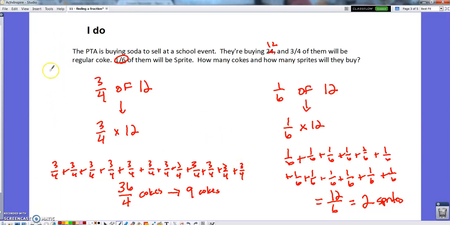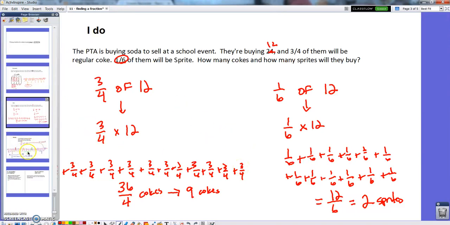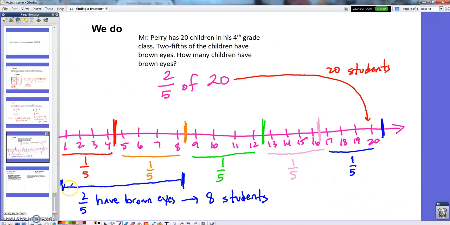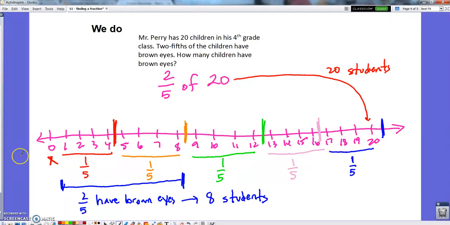So let's open your notebook. This is going to be even worse because it's a 20. Let's do your Mr. Perry problem with 2/5 times 20. I left this here so you could see how it worked. Last time we did this, we divided the 20 students into fifths. There were 4. 4 kids made a fifth, 4 kids made a fifth, 4 kids made a fifth. And so 2/5 was 2 of them. So that was 8 students.